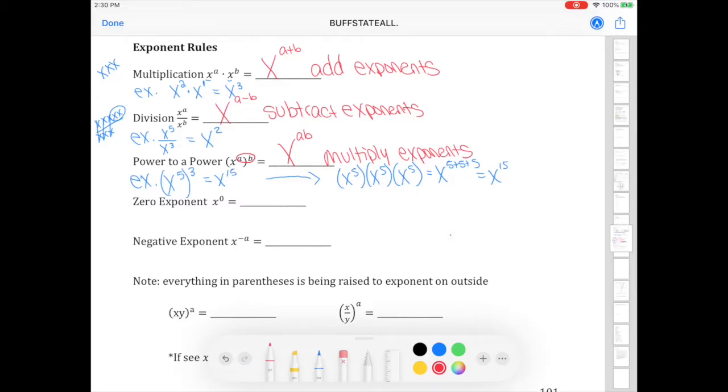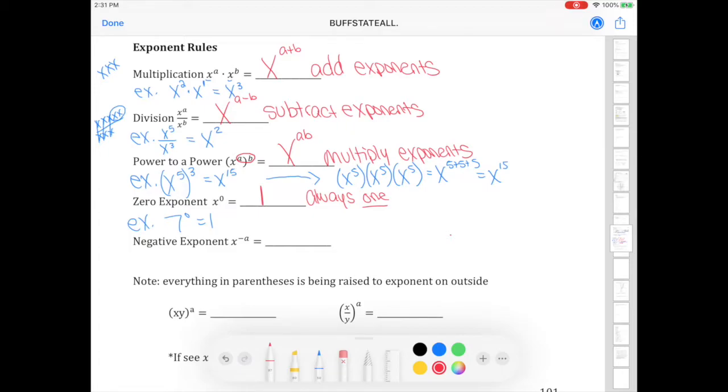The next one is the easiest rule, but the one that a lot of people forget because it's so simple. Anything to the 0 power is always going to be 1. Okay, so for example, 7 to the 0 power is 1. Okay, another example, actually we'll get into that in a second. Don't worry about that. We'll get there. Okay, anything to the 0 power is 1.